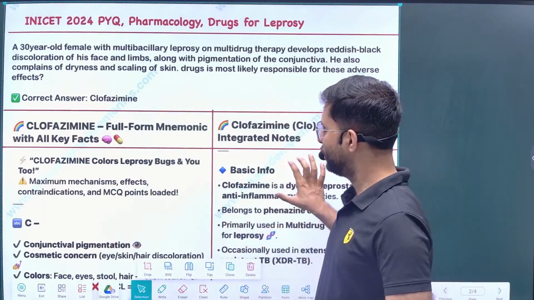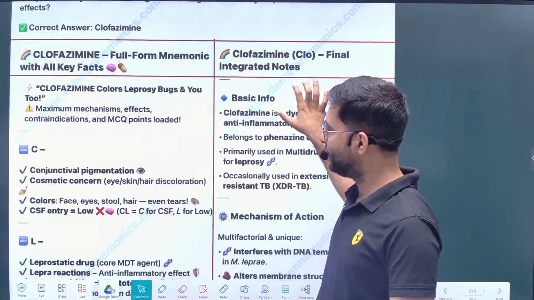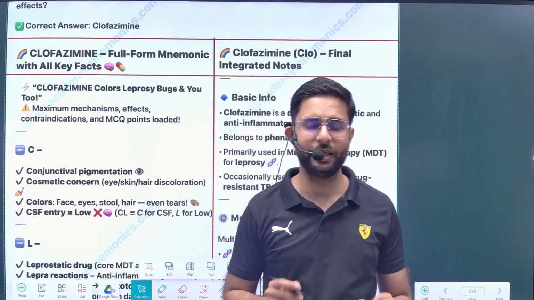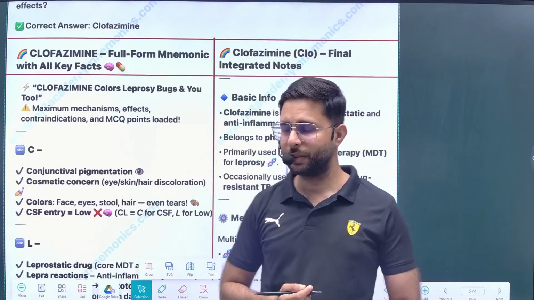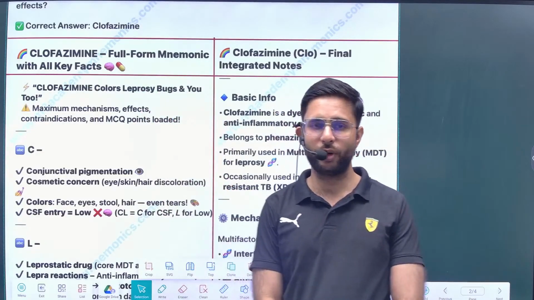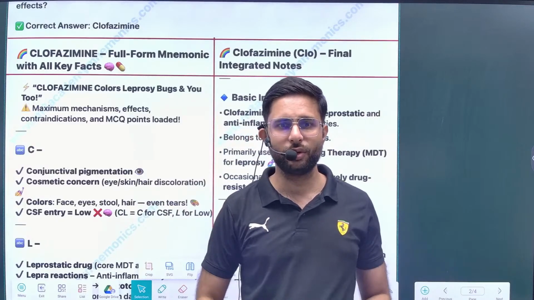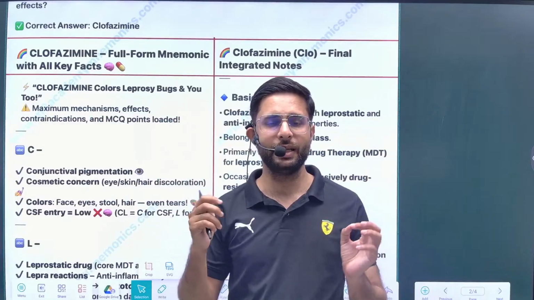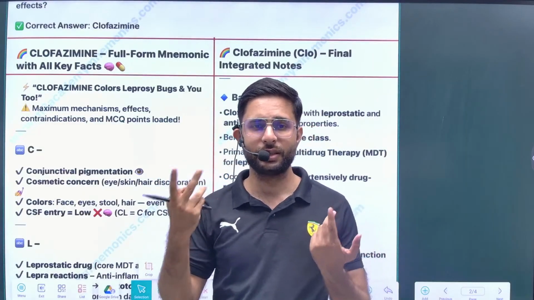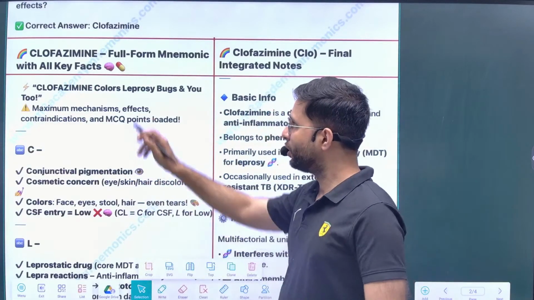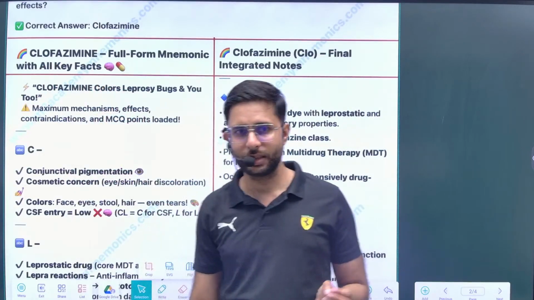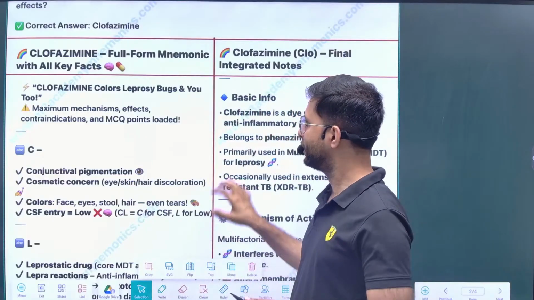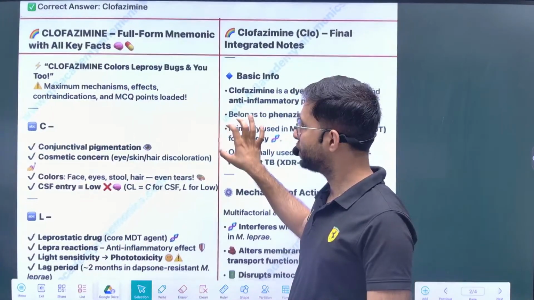First, you can revise the complete drug by the name clofazimine itself. Each and every word of clofazimine tells you important features of the drug. Clofa means colors. This clofazimine is a dye which colors your face, your skin, your stool, your intestine. This is the dye whose coloring is a side effect. So clofazimine colors the leprosy bug and you too.